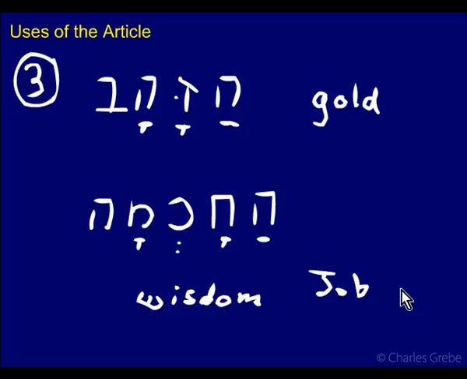This is from Job, 28:12, where you probably don't want to say the wisdom, you just want to say wisdom. The verse goes something like this: where shall wisdom be found? Where is the place of understanding? So you don't say where shall the wisdom be found, but where shall wisdom be found? Here we have an abstract noun with an article. So that can happen. Article can go with collectives or abstract nouns.